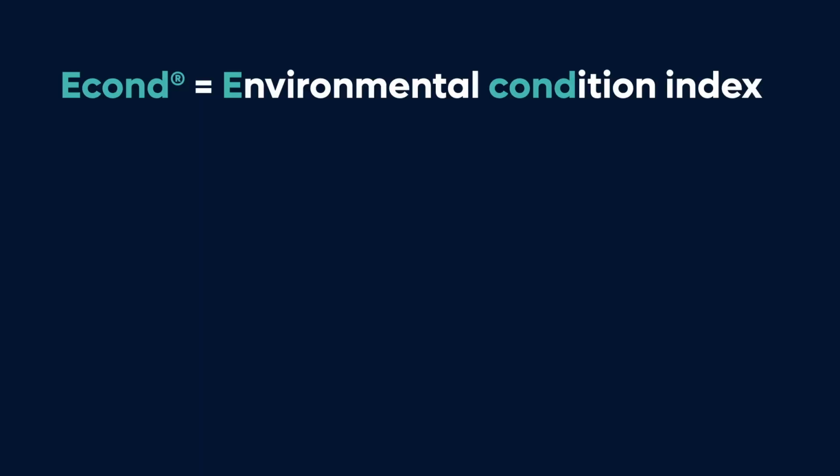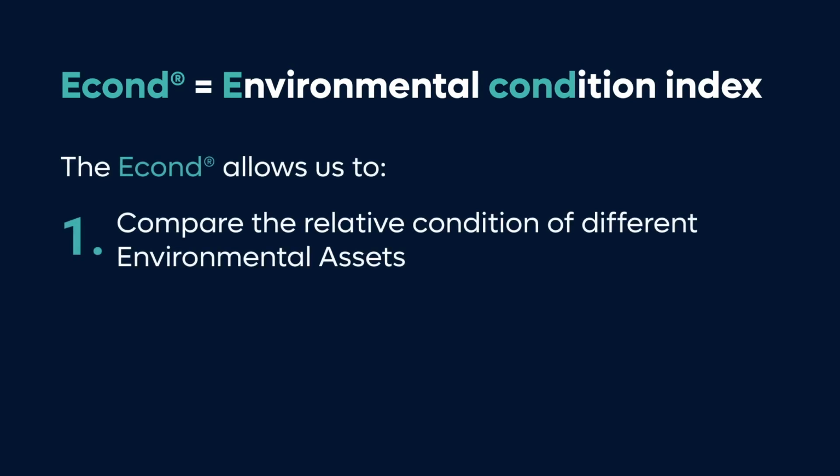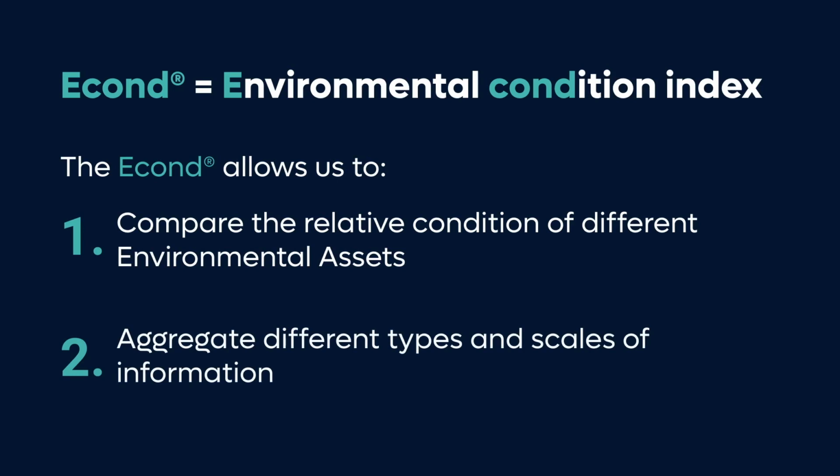The Accounting for Nature framework allows investors, policymakers and consumers to link the conservation of natural capital into everyday economic decisions. It does this by using the long-established science of reference benchmarking to create a common non-monetary environmental currency called the econd. The word econd is derived from the term Environmental Condition Index. This index allows us to do two crucial things. It allows us to compare the relative condition of one environmental asset with another, and it makes possible the aggregation of information collected at different scales and for different assets.